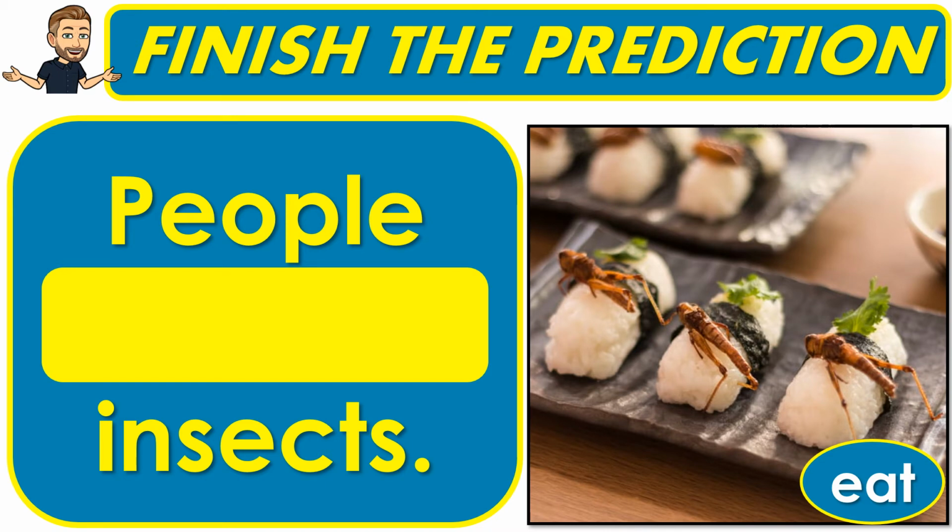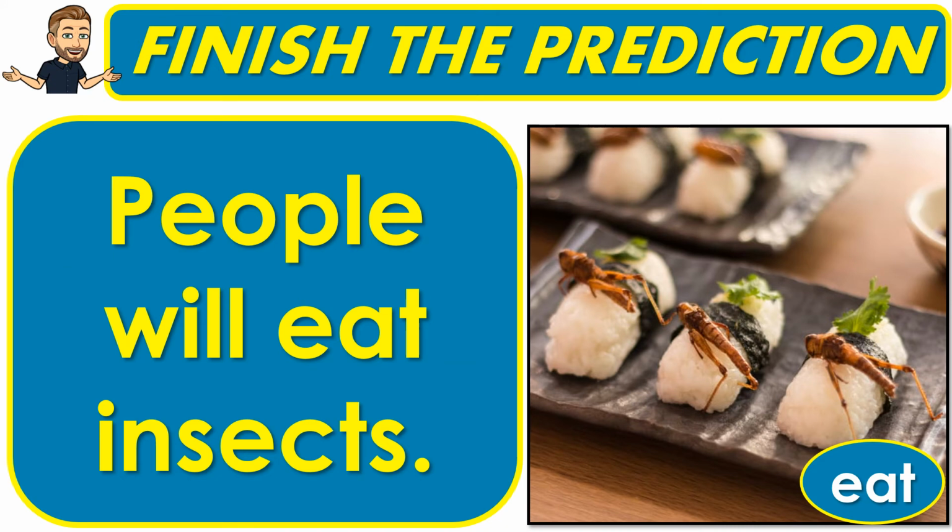How about this one? Using the verb eat, could you finish this prediction? All right, if you said it correctly, it should look like this. People will eat insects. And you might think this is yucky, but eating beef from cows is not really good for our environment, but eating insects can give us protein and is actually a lot safer and cheaper, and there are many benefits to actually eating insects. Say it after me. People will eat insects.